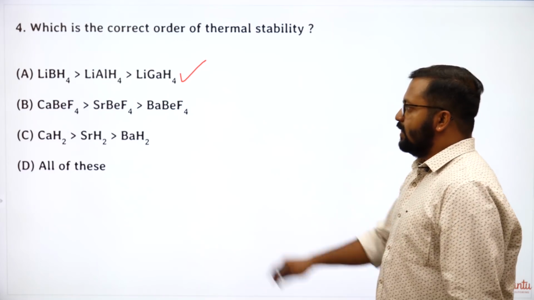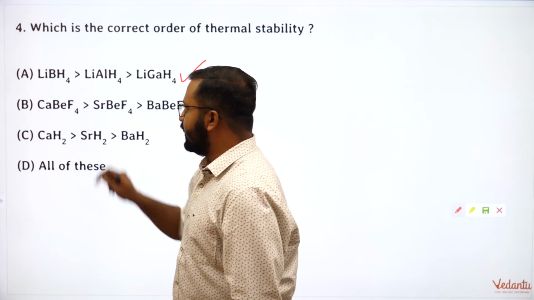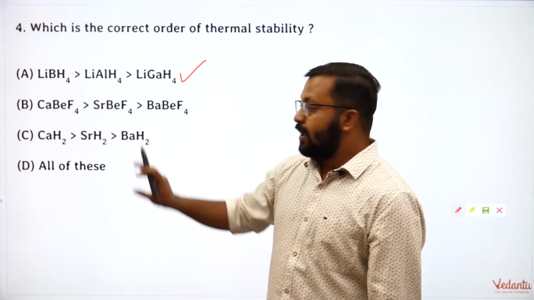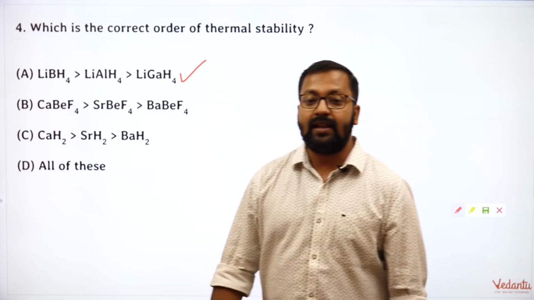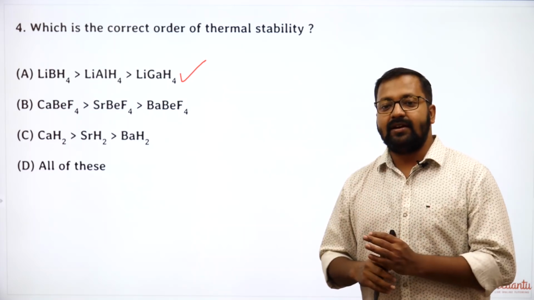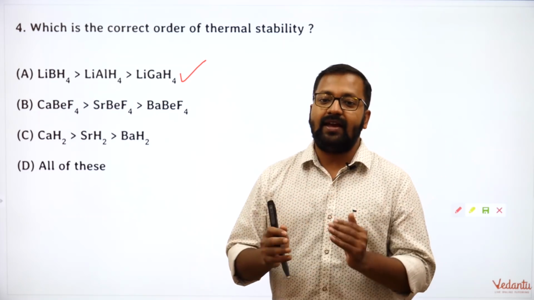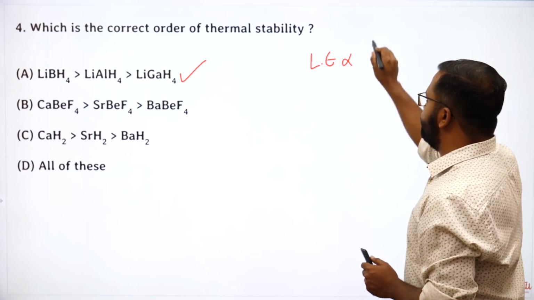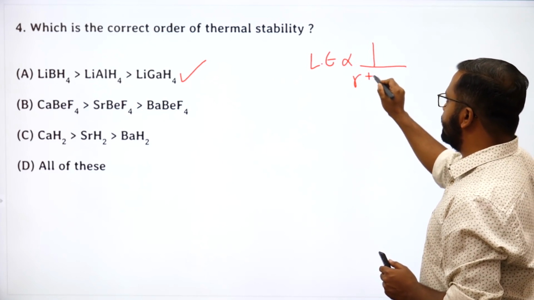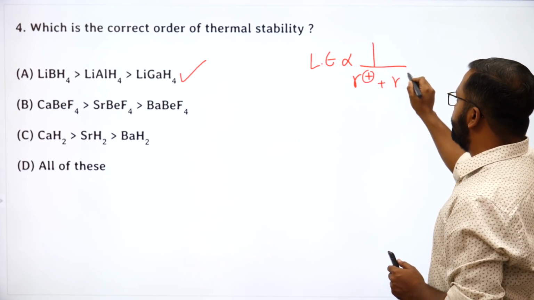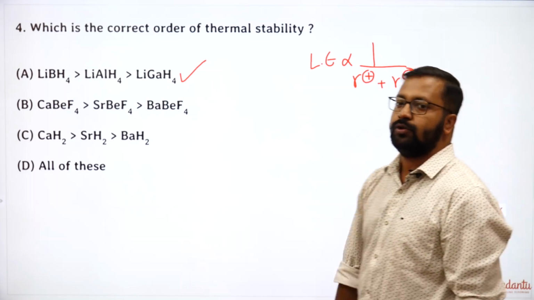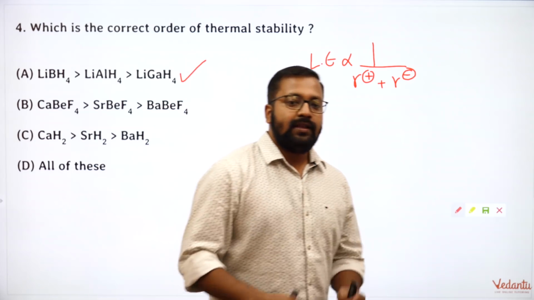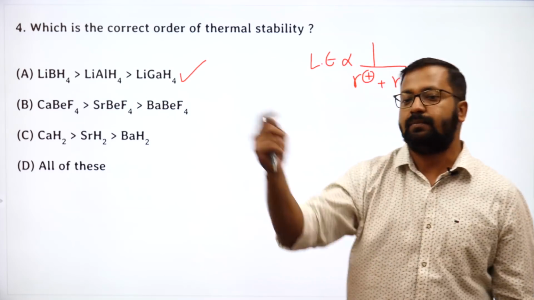Okay. Next, if I take this CaBeF4, the anion remains the same, but the cation का size अब देख लीजिए. लैटिस एनर्जी को आइडेंटिफाई करने के लिए अगर छोटा कैटायन है, lattice energy is proportional to 1 by radius of cation plus 1 by radius of anion. So if the radius of the cation and radius of the anion is small, then the lattice energy is high and the thermal stability is also higher.